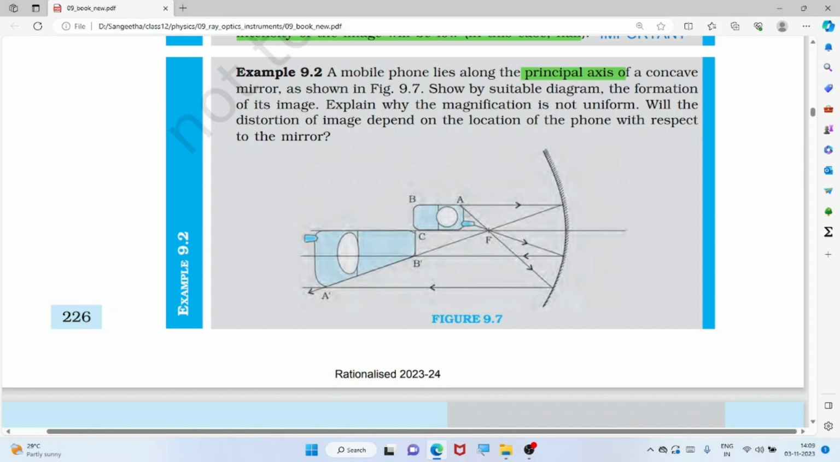A mobile phone lies along the principal axis of a concave mirror. Show by a suitable diagram the formation of the image, and explain why the magnification is not uniform. Because the reflected ray is bending.